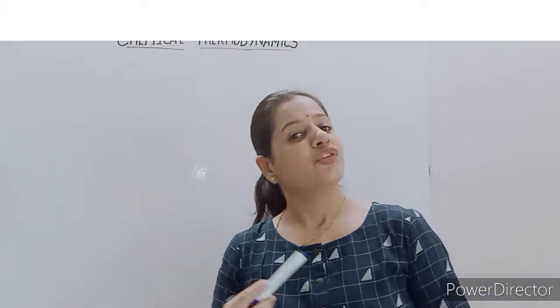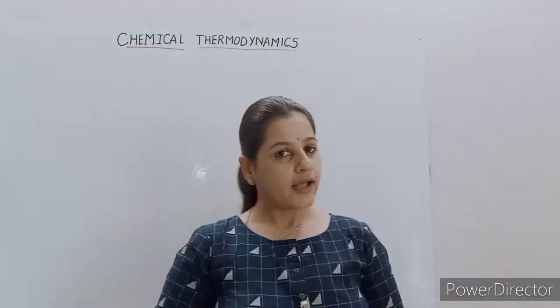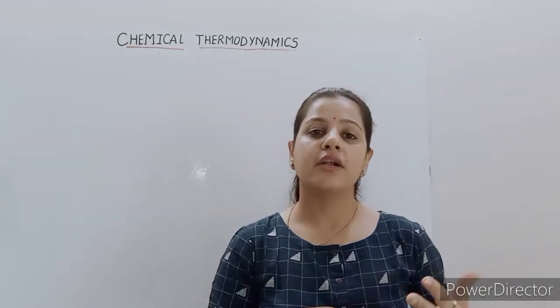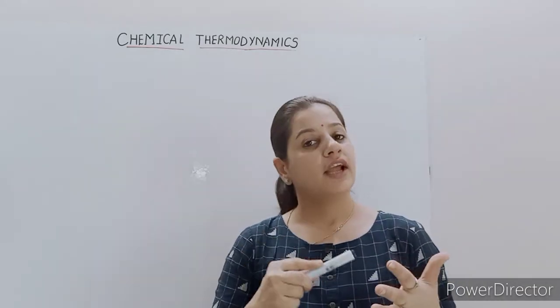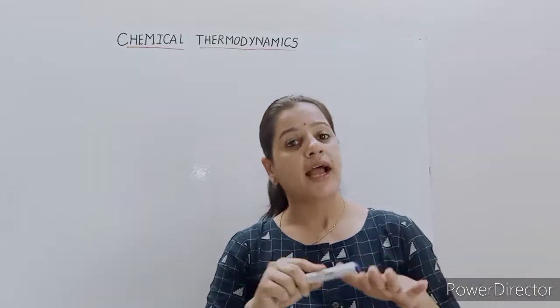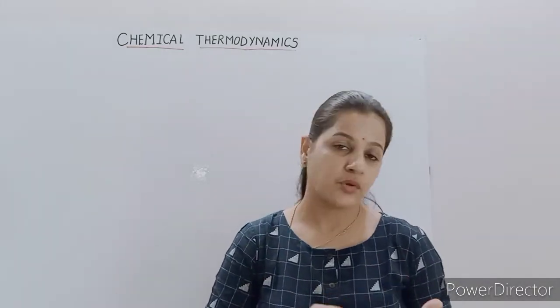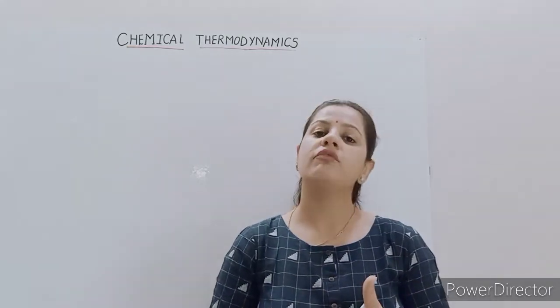Hello students. So let's move ahead in chemical thermodynamics. Up till the last video we have seen the different basic concepts used in chemical thermodynamics. Then we have seen the work done in an isothermal and reversible process, which is nothing but the maximum work done. So we have seen the expression for maximum work done.